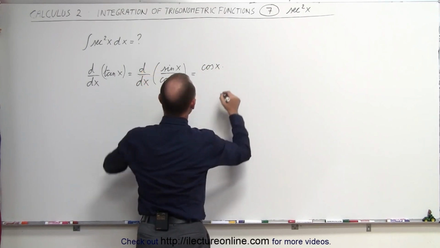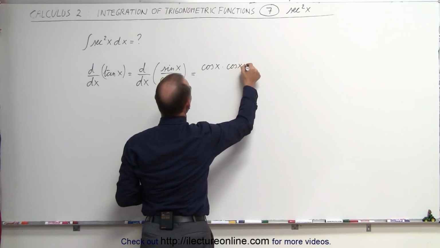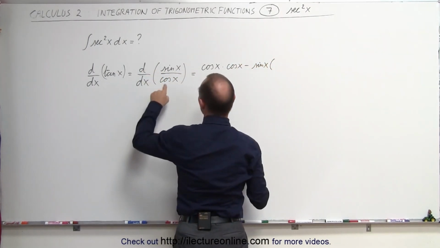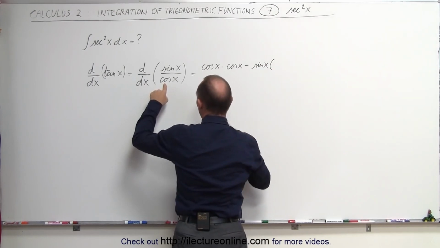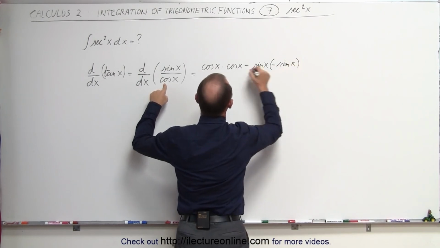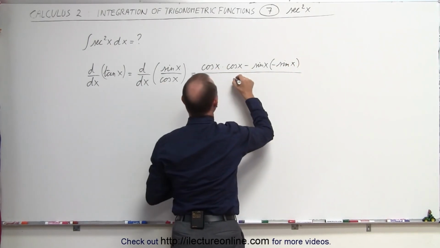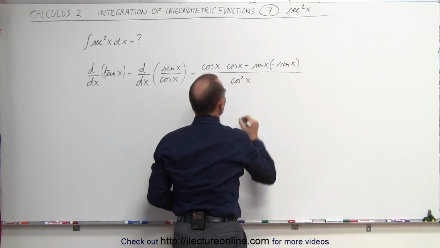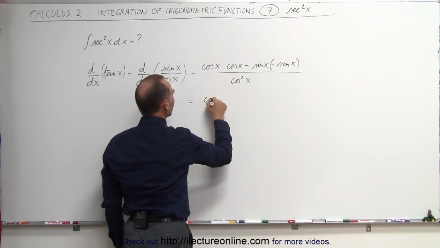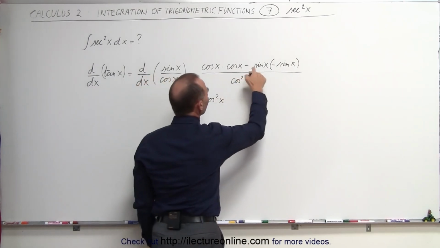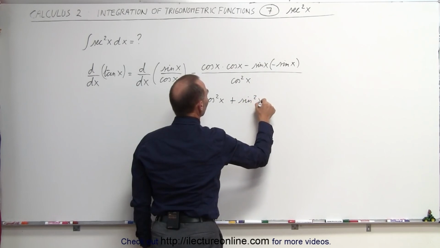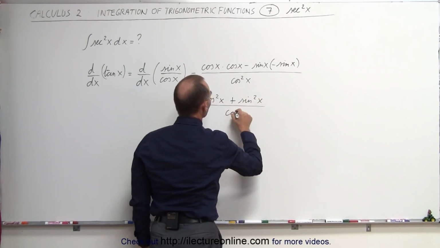The derivative of the sine is the cosine of x, minus the numerator, which is the sine of x, times the derivative of the denominator. Now the derivative of the cosine of x is the minus sine of x. And the whole thing divided by the denominator squared, cosine square of x. That can be simplified to the cosine times the cosine is the cosine square of x, and the minus times the minus is plus, and the sine times the sine is the sine square of x divided by the cosine square of x.